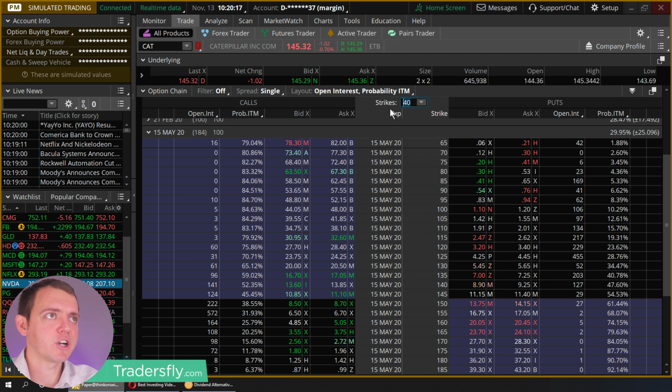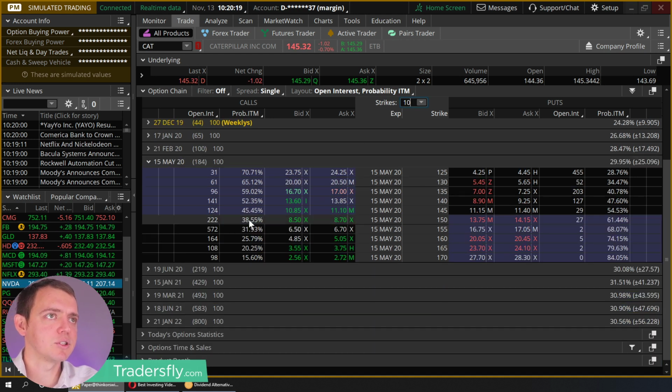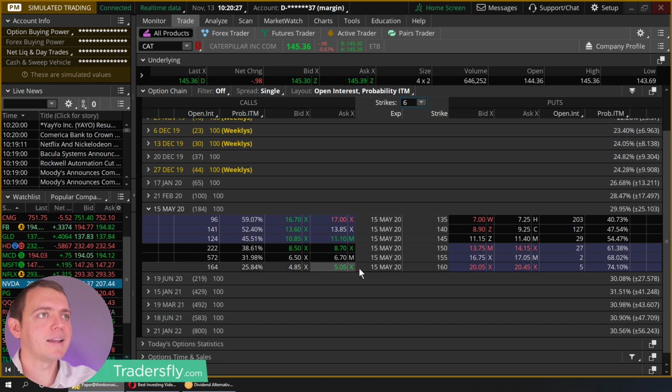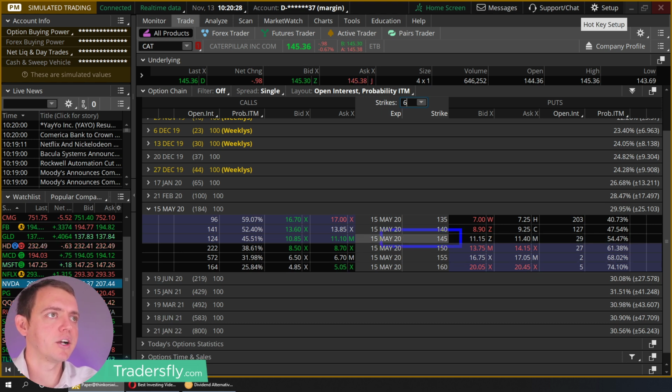Now I could change those strike prices to be only like 10 of them, so you only see 10 of them. I could show 5 of them. And it's doing the 5 that are based on kind of at the money. And at the money right here is that 145, because the current price is 145.